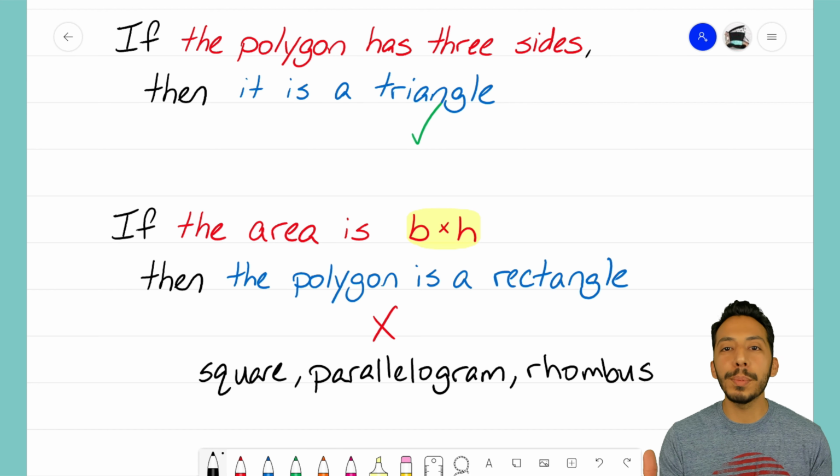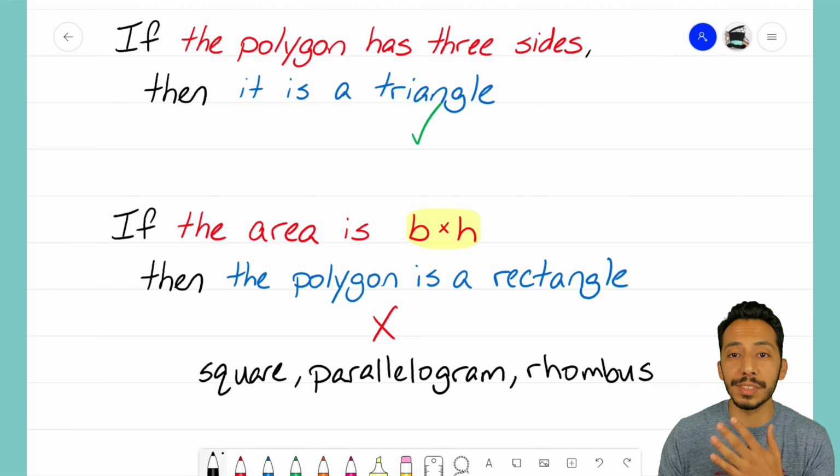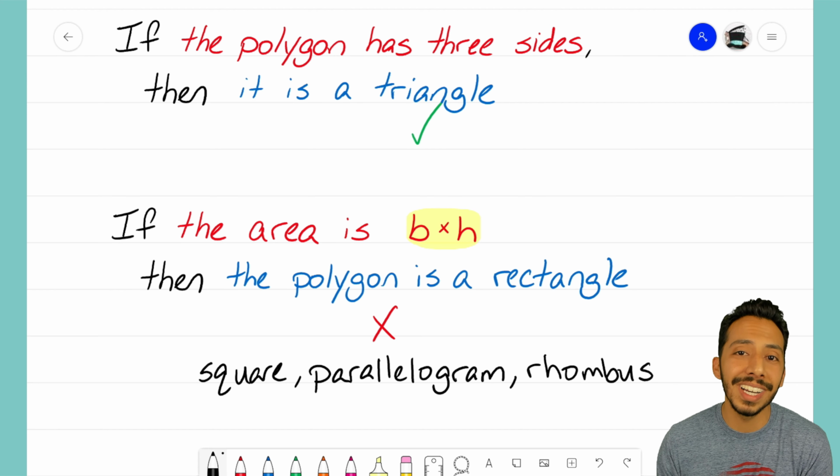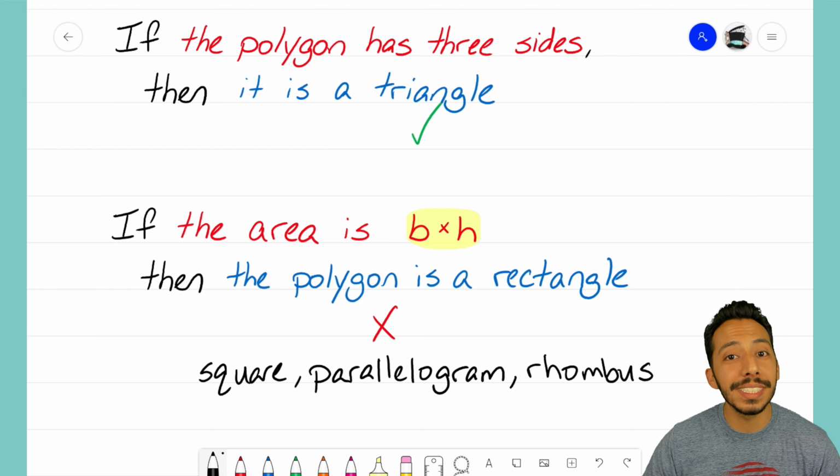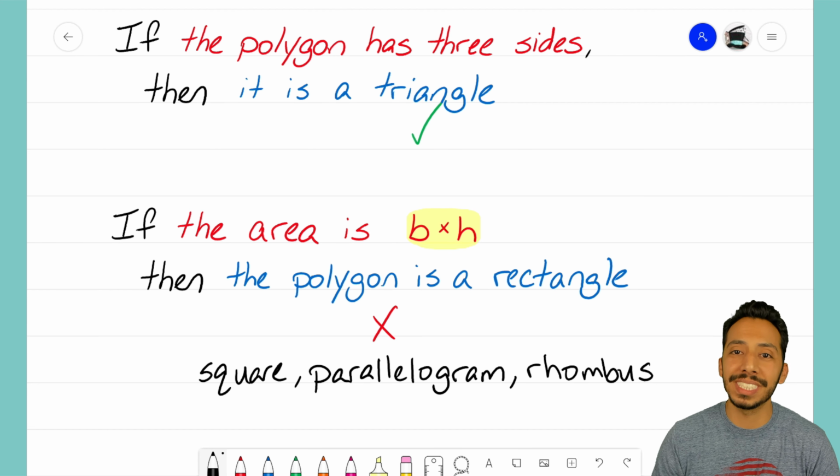So I hope this video helped you understand what conditional statements are. And in the next video, we'll look at other types of statements.